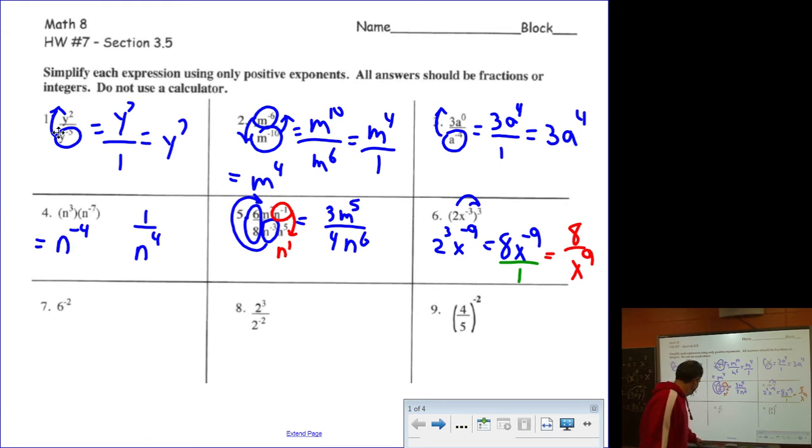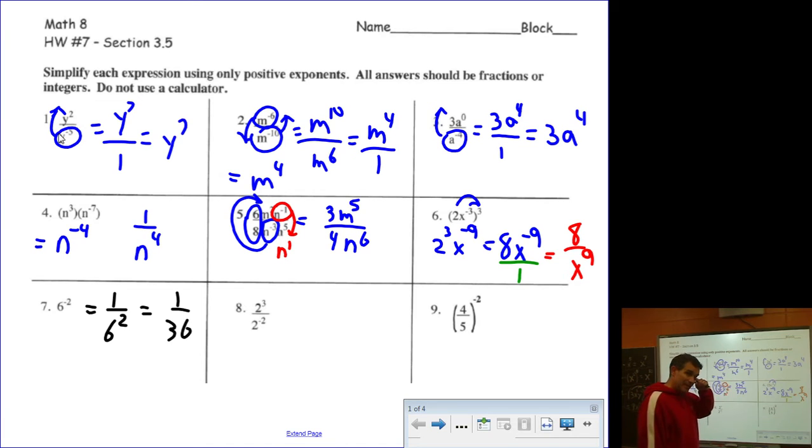Number 7 just has a negative exponent, so I need to take the reciprocal of 6. It'd be 1 over 6 squared, or I could go ahead and actually do the 6 squared and get 1 over 36. Either one of these would be acceptable.